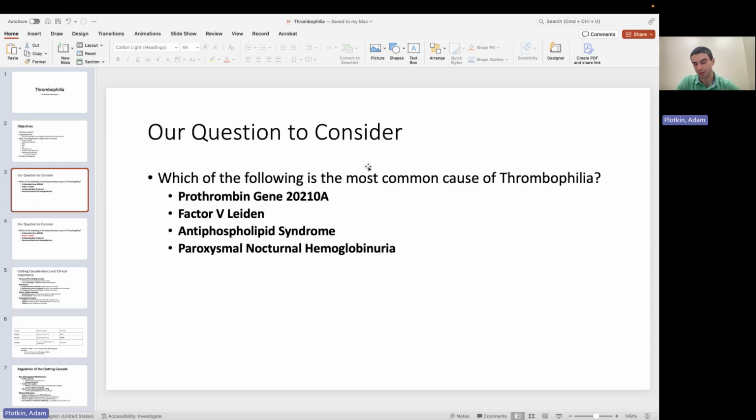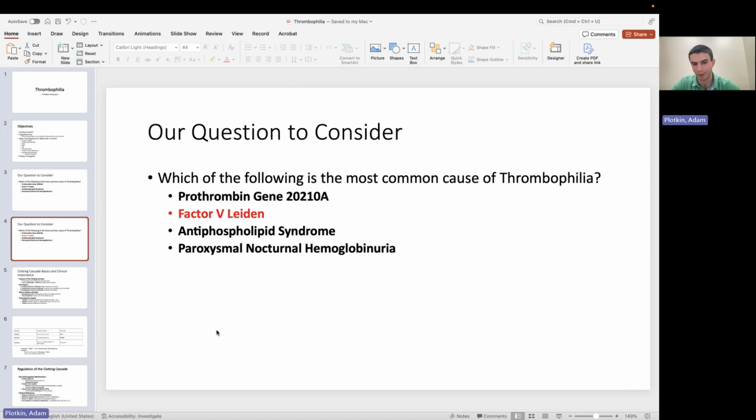So this was the question I posed on Instagram the other day. Which of the following is the most common cause of thrombophilia? We have the prothrombin gene mutation, factor V Leiden, antiphospholipid, PNH. If you didn't get a chance to try to answer this, pause your screen and think about it. So the most common thrombophilia is factor V Leiden.